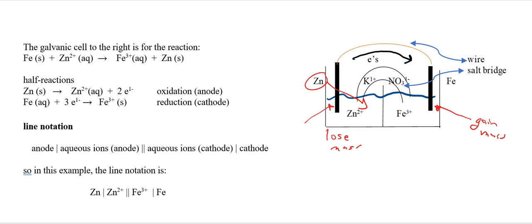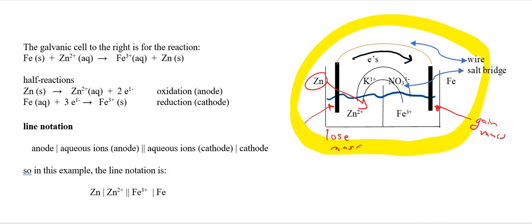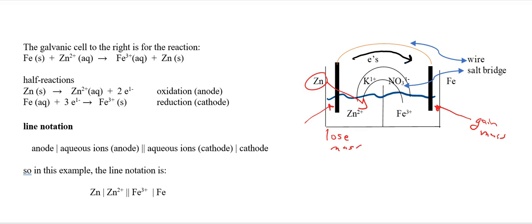Alrighty? We don't always want to draw these big, giant diagrams. What we can do is make it one line of notation. And in line notation, you just look at your diagram. You've got an anode, stuff in the anode compartment, stuff in the cathode compartment, and the cathode. Well, guess what? That's what we have. Anode, whatever's dissolved, whatever's dissolved, cathode.